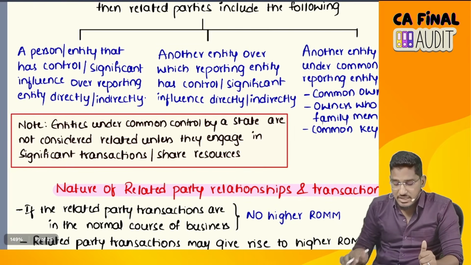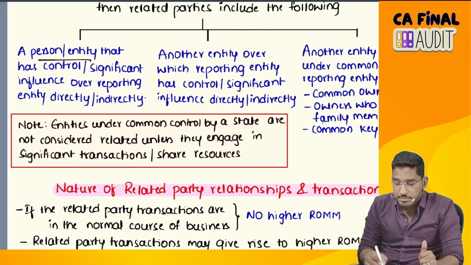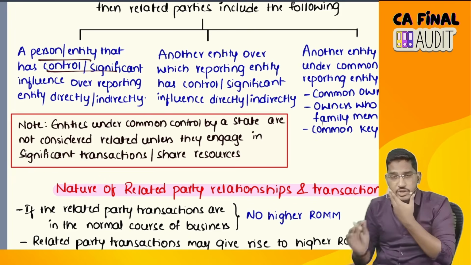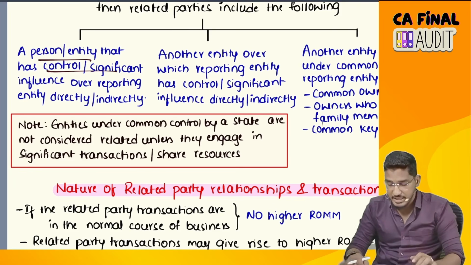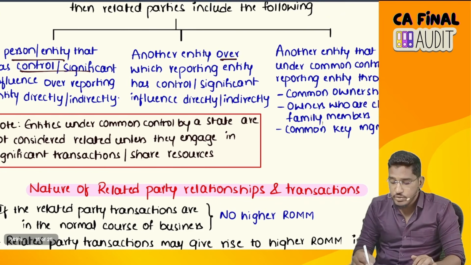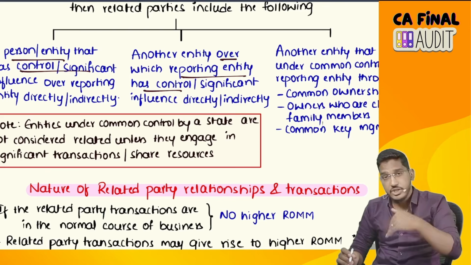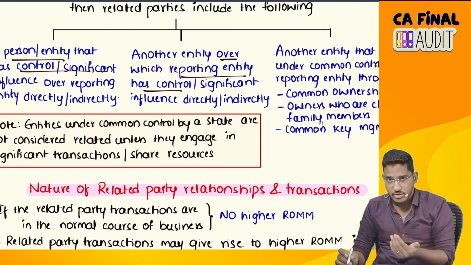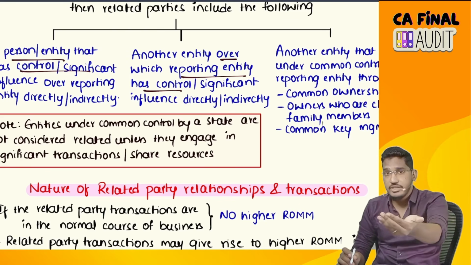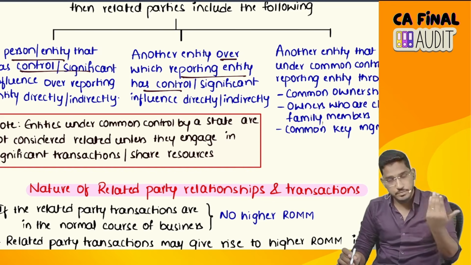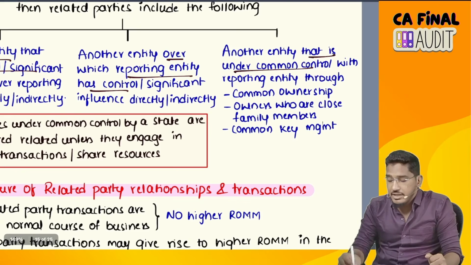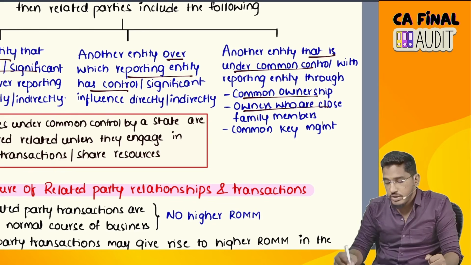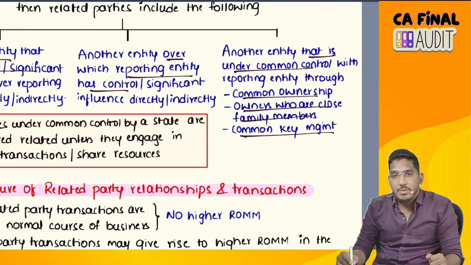Two persons will be considered related if one of them has significant control or influence over the other. So if one is controlling the other, then both will be considered related. Or another entity over which the reporting entity has control. Either you are controlling someone or someone is controlling you. Either you have influence on someone or someone has influence on you. Then you both will be considered related. Or another entity that is under common control with the reporting entity, either through common ownership, owners who are close family members, or common key management.